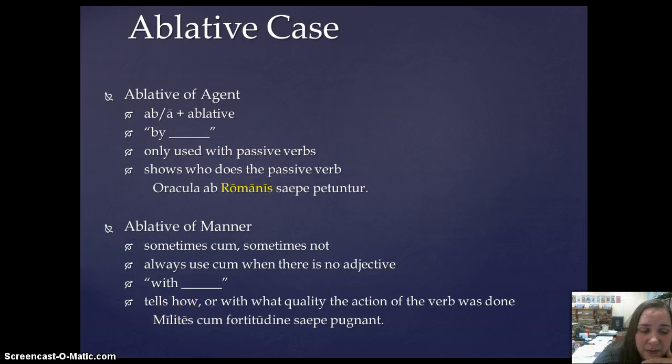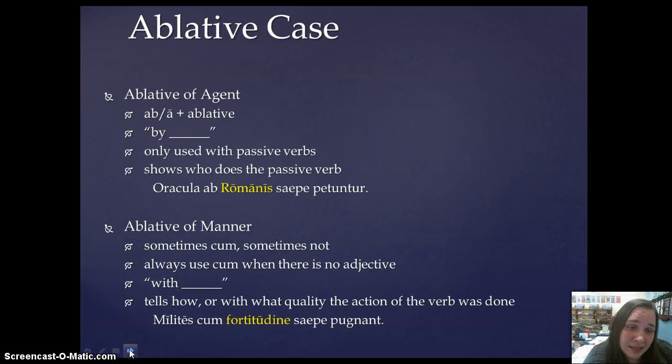So for example, the milites cum fortitudine saepe pugnant, okay? The soldiers often fight cum fortitudine, our ablative of manner here. How do they fight, or with what quality do they fight? They fight cum fortitudine. They fight with courage, okay, with bravery, okay?